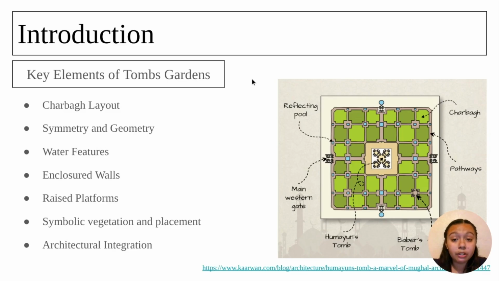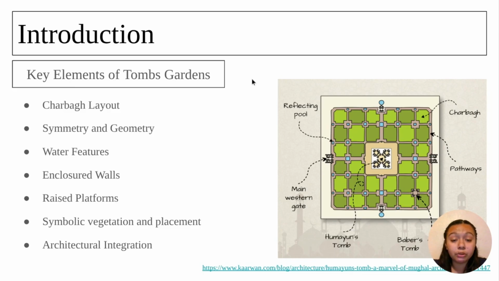The type of garden we are completing our project on is the Mughal tomb garden. Some key characteristics of this garden are the Chahar Bagh layout, which is a Mughal-style quadrilateral garden that is divided into 4 parts. Symmetry and geometry, which are fundamental and can hold symbolic meaning and purpose. Water features like fountains, canals, channels, and pools. Enclosed walls, which have religious symbolism and help to create a private sanctuary.